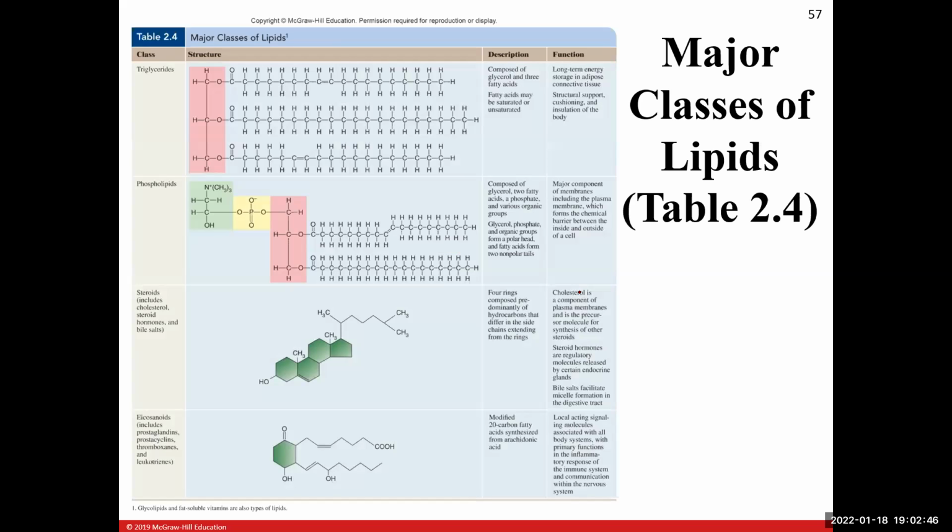So again, don't worry about this picture here, these major classes. I just wanted to show you the pictures of some of these different types of lipids. Here you can see the triglyceride with the glycerol group, and then the fatty acids coming off. Then our phospholipids, here's part of our glycerol group with its 2 fatty acid chains coming off. Here's our steroid group here. And then we have our eicosanoids, our locally acting molecules here.